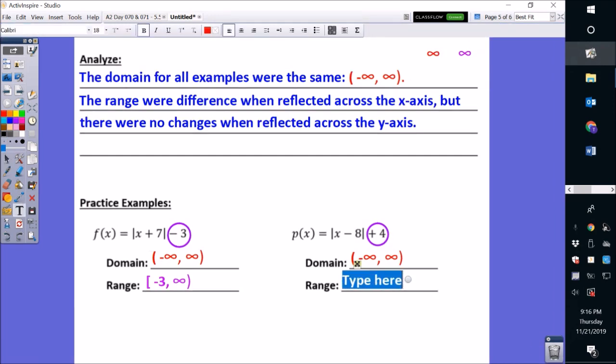So we're going to start with open bracket, and then based on the number that I circled, we're going to start at 4, comma, and then we're going to end with infinity, and then close parenthesis. So here is the domain and range for the second example. So by following the rules that we've gone through from the examples, we should be able to identify the domain and range using the given equation and not needing the graph.